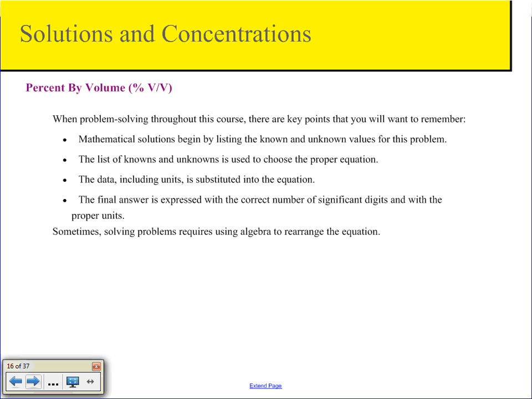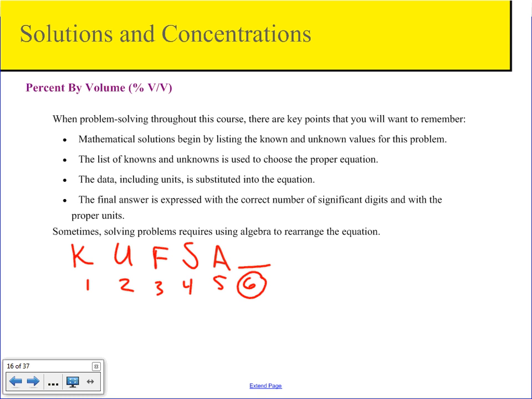Sometimes solving problems requires using algebra in order to rearrange our equations, okay? And I use this basic format in order to give you your marks. If you had me last year, we know that we have to list our knowns, unknowns, formula, substitution, answer, and then there's always this mysterious part here, which is usually a calculation or rearrangement. But this is for 1, 2, 3, 4, 5, and 6 marks. And you should know that every written or calculation question for me is out of 6 marks.